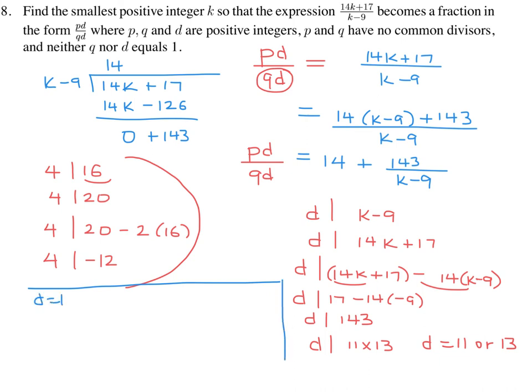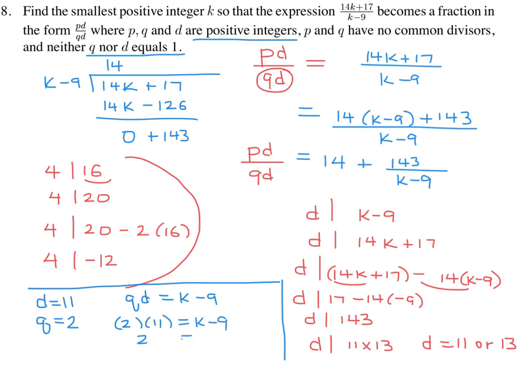Okay. So when D is equal to 11, we are going to get the following. Now, we have to choose a value for Q. They're saying that P, Q, and D are positive integers, and neither Q nor D equals 1, okay? So I've got D equals 11. For Q, I can't choose 1 because Q does not equal 1. So let's start with Q equals 2. That means QD is equal to K minus 9. Q is 2, D is 11, so K minus 9 is equal to 22, and therefore K is equal to 31.